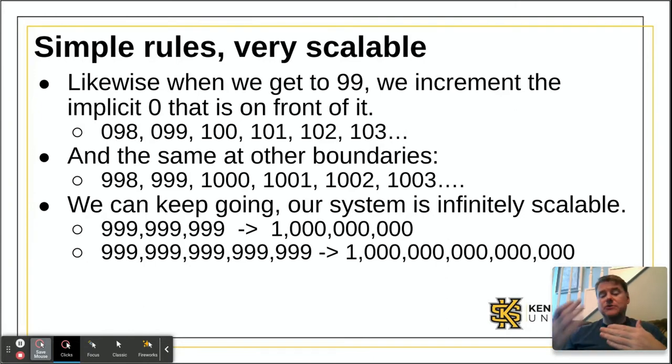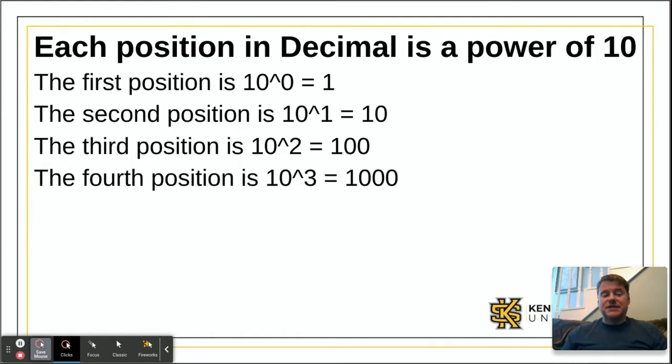And again, 1,000, 10,000, 100,000, a million, and so on and so forth, all the way up. So our system is infinitely scalable. Theoretically, you can represent any number you want. You just keep adding digits to the left until you get to wherever it is that you need to get to.